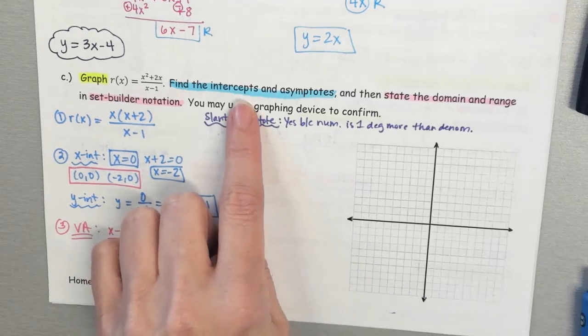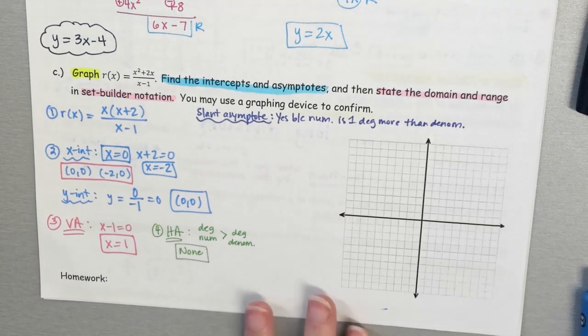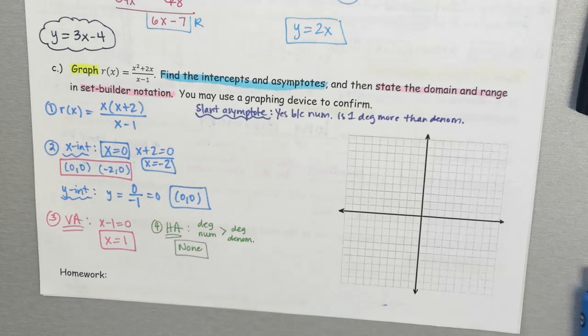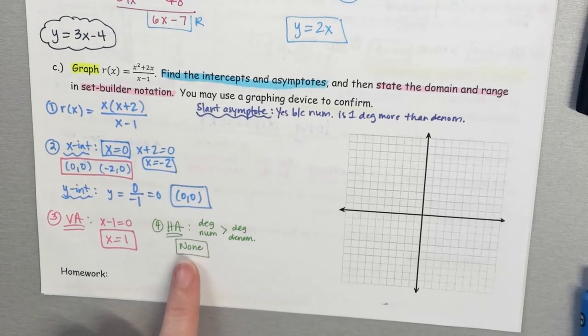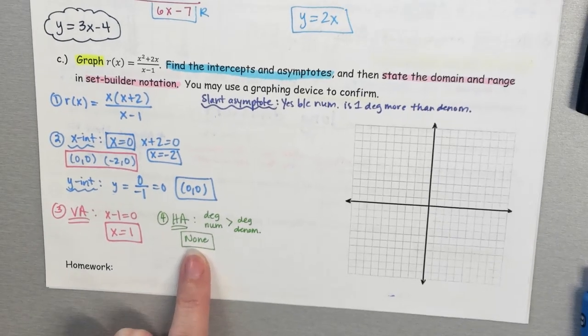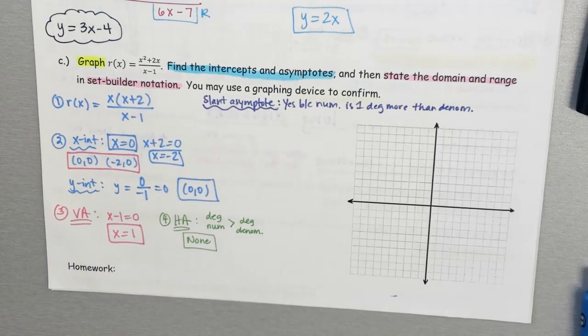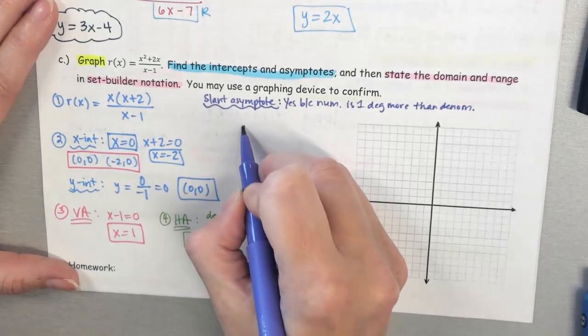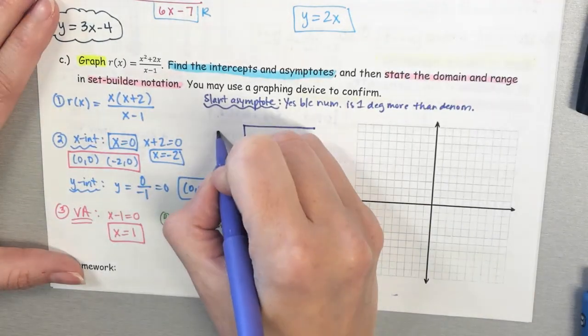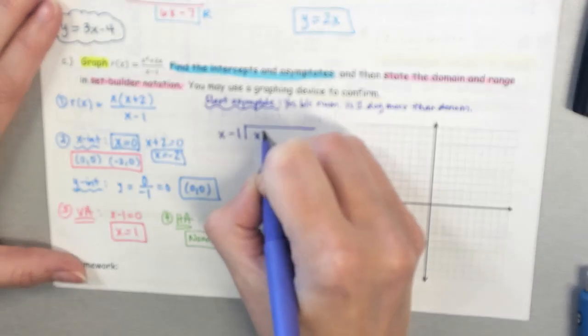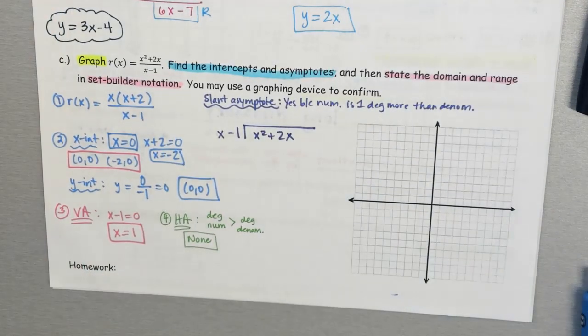Okay, so for ones like this, it just says find the intercepts and asymptotes, so we do want to check to see if there is a slant, and there is. The only time you have to check for a slant is if you get none here, okay? All right, and so go ahead and divide. So we're going to do x squared plus 2x. And then once you do that, you want to put it in your graphing device.